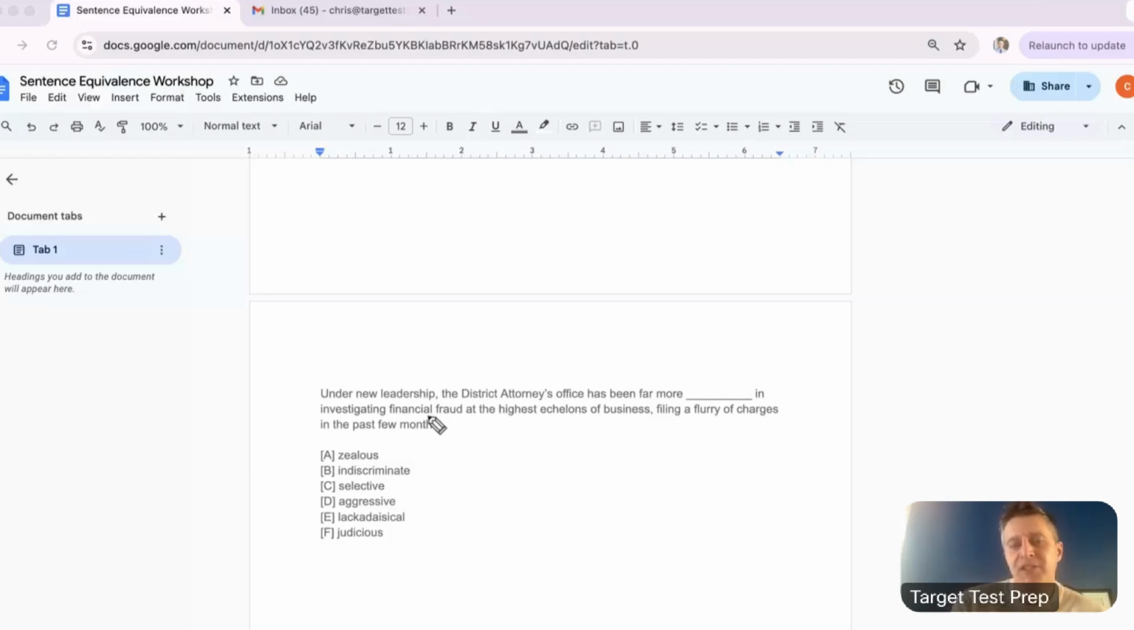The trap answer here is indiscriminate. When you do something indiscriminately, you do it in a way where you're not really paying attention. If you're just, for instance, going after people and filing charges indiscriminately, that could lead to a flurry of charges. But here, there's nothing to suggest that the DA's office is being indiscriminate and just going after everyone. They're specifically going after financial fraud.